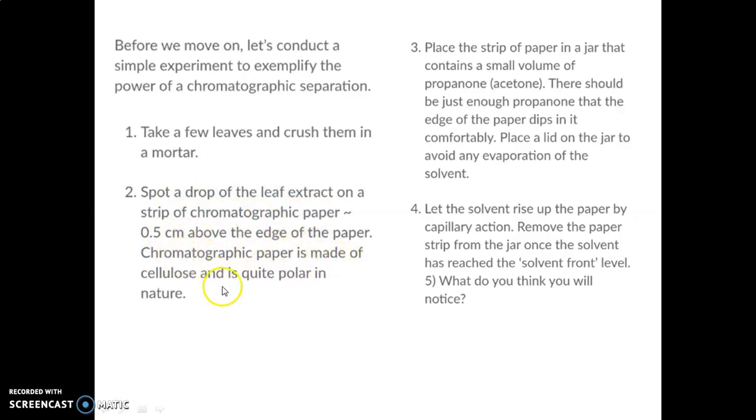Chromatographic paper is made up of cellulose and it is quite polar in nature. Place the strip of paper in a jar that contains a small volume of propanone, meaning acetone. There should be just enough propanone or acetone that the edges of the paper dip in comfortably. Place the lid on the jar to avoid any evaporation of solvent. Let the solvent rise up the paper by capillary action. Remove the paper strip from the jar once the solvent has reached the solvent level.